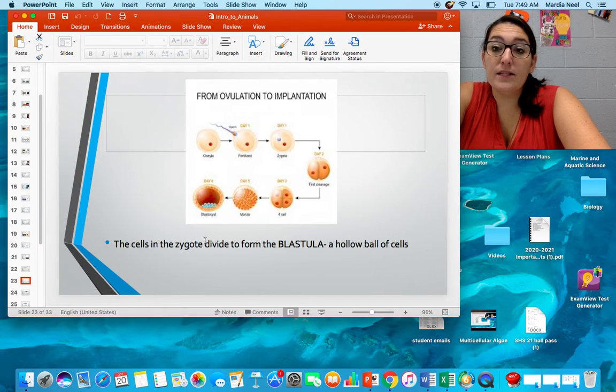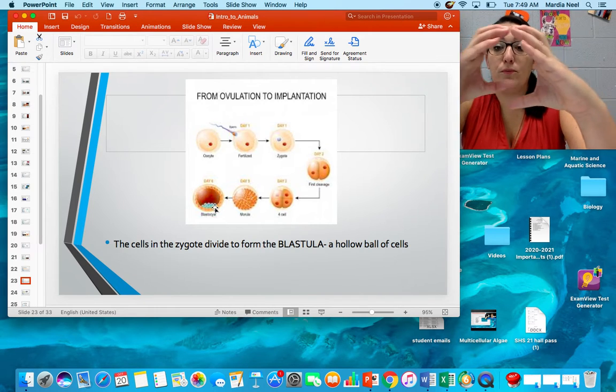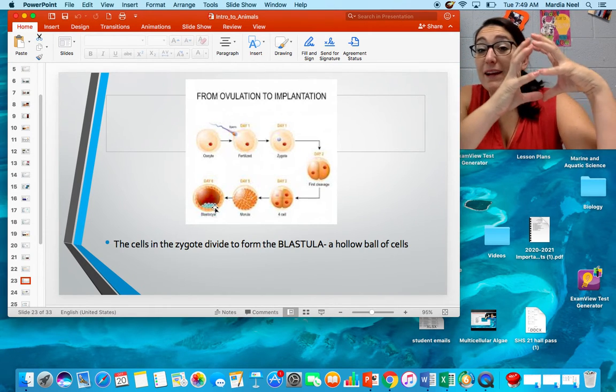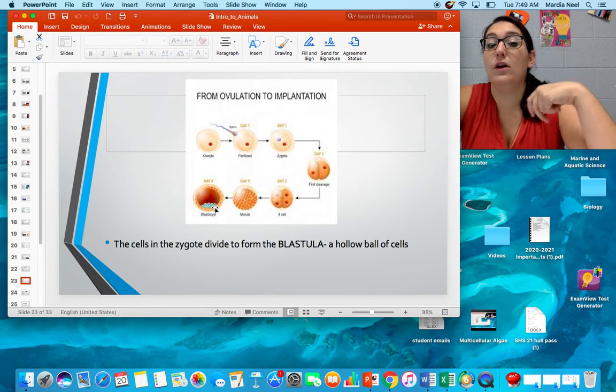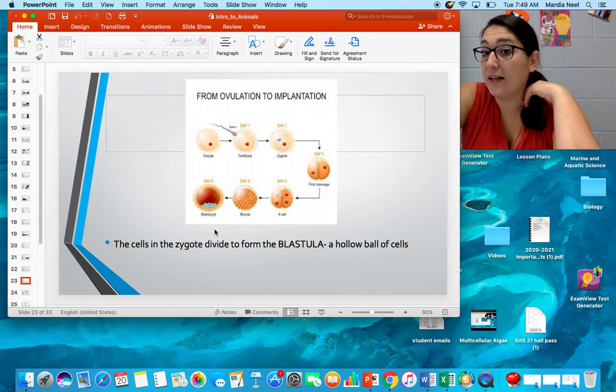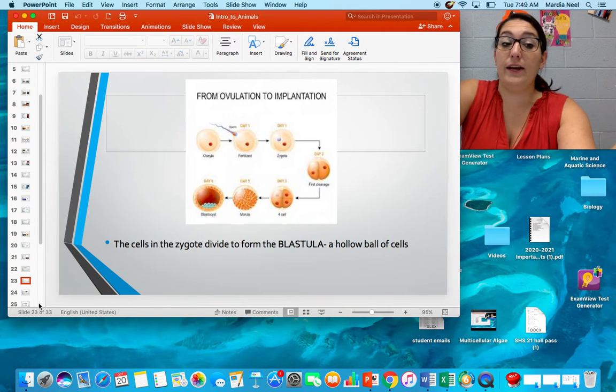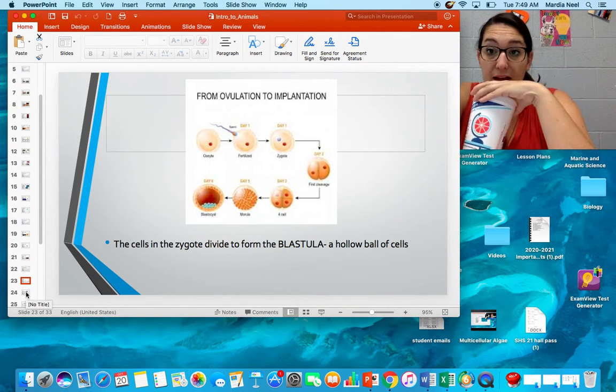That blastocyst or blastula is a hollow ball of cells. So the cells form around, kind of like a bouncy ball or a play ball. There's nothing in the middle, and the cells make a circle on the outside. This is how all of you started life. This is how all animals start life. They all are the same in the first few days.